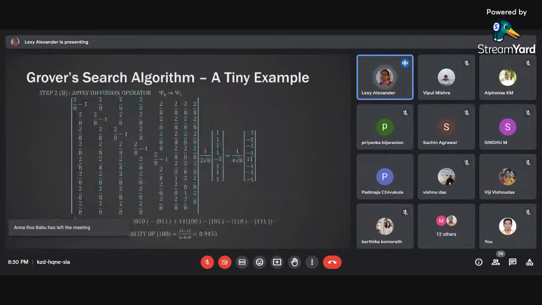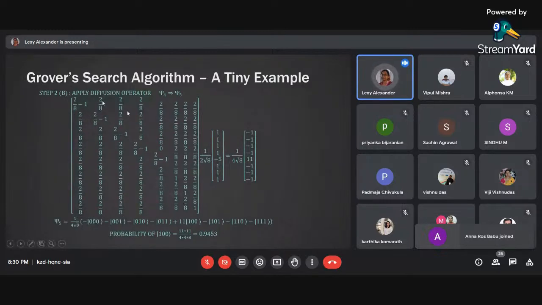Now again we have to apply the diffusion operator. It is the same matrix: all off-diagonal entries are 2 by 8, and all diagonal entries are 2 by 8 minus 1. So when you apply it to this new amplitude vector 1 by 2 square root of 8 times 1, 1, 1, 1, -5, 1, 1, 1, you will get 1 by 4 square root of 8 times -1, -1, -1, -1, 11, -1, -1, -1. So the new state will be 1 by 4 square root of 8; everywhere it is minus, and for 1,0,0 it is plus 11.